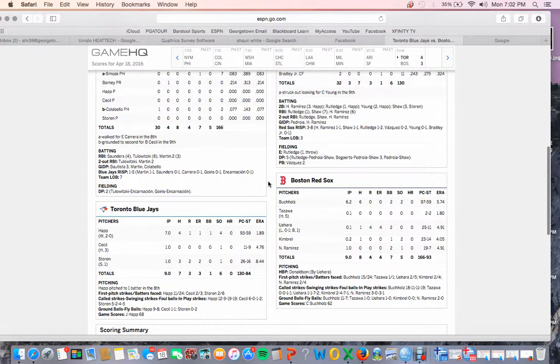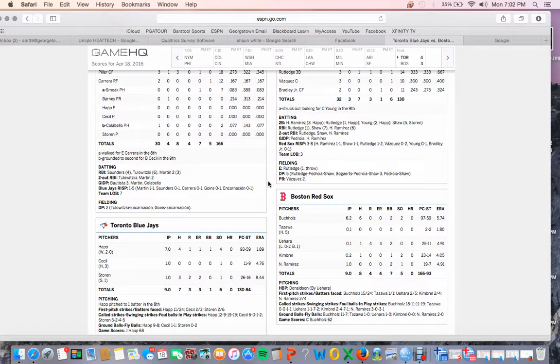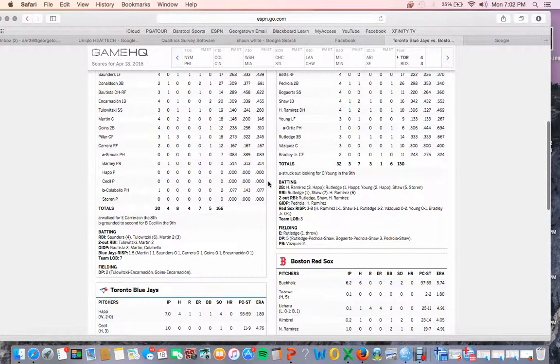And that is pretty much how you read a box score. Hope you learned something.